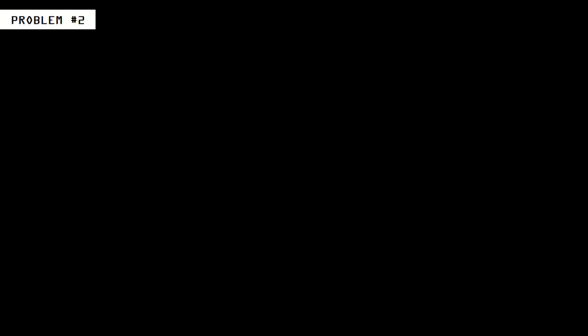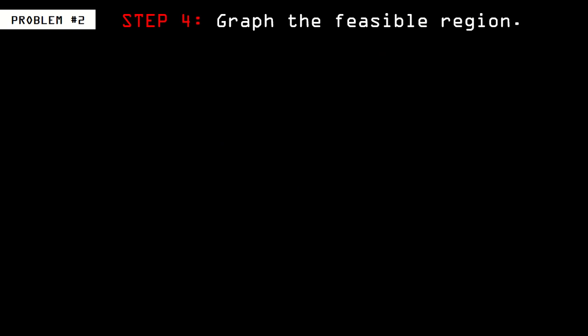And then for step number 4, we need to graph the feasible region. For us to graph the feasible region, again, one way is to use Desmos, or the other way is to use the manual way of graphing the inequalities. So first off, we have 3x plus 2y less than or equal to 18.